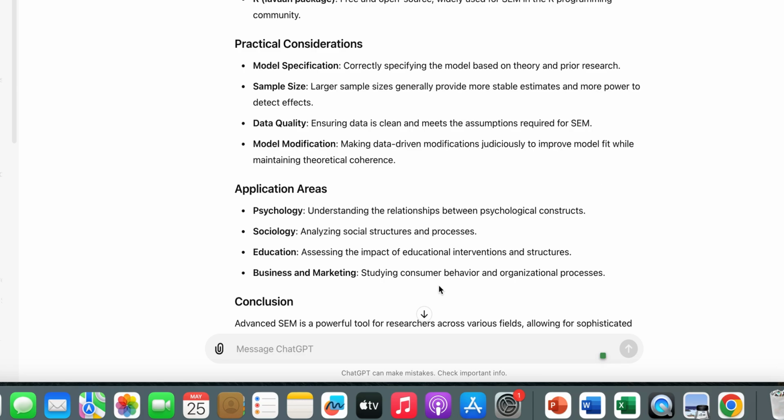Practical considerations. Model specification: correctly specify the model based on theory and prior research. Sample size: large sample sizes generally provide more stable estimation and more power to detect effects. Quality data: ensure the data is clean and meets the assumptions required for structural equation modeling. Model modification: make data-driven modifications judiciously to improve model fit while maintaining theoretical coherence.